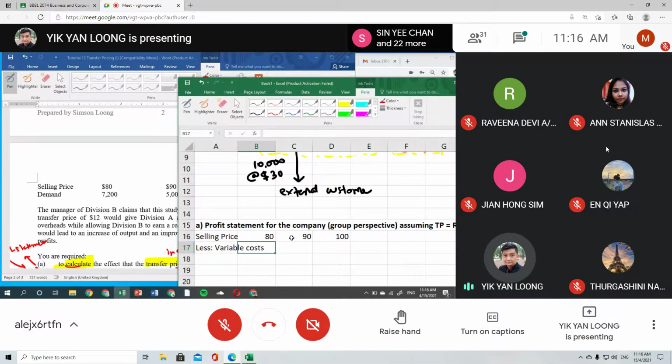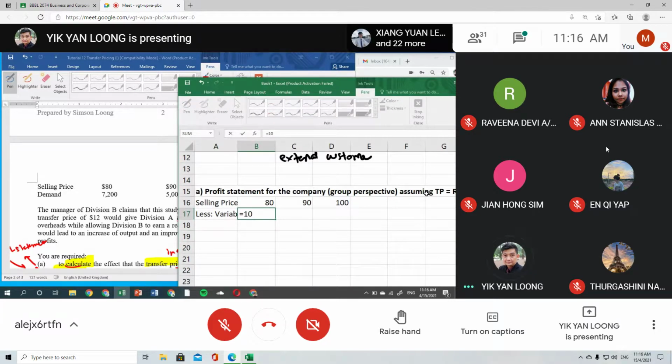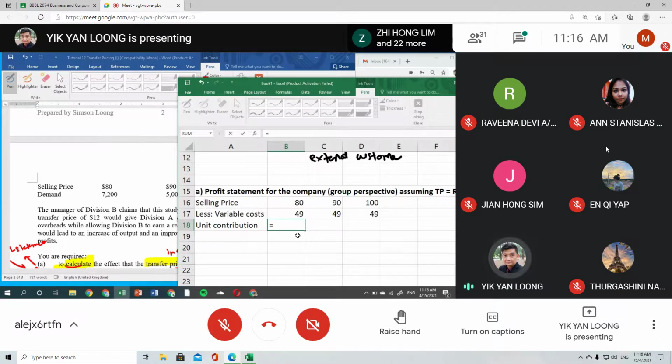And how much is our variable cost then? Our variable cost is actually the sum of 10 and 39. So this will be 10 plus 39. That will be 49. So you do the same thing for the other two, right? Our unit contribution is contribution per unit. So for your unit contribution, you just use the selling price and you less variable cost. Right? So this is the contribution per unit.